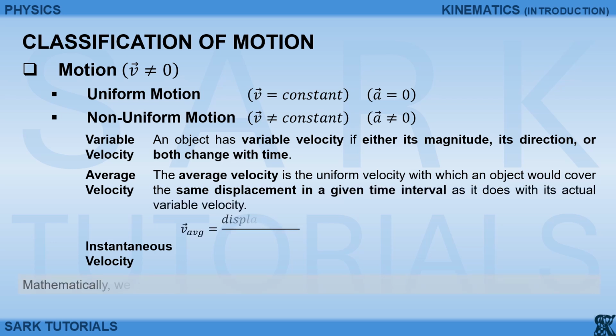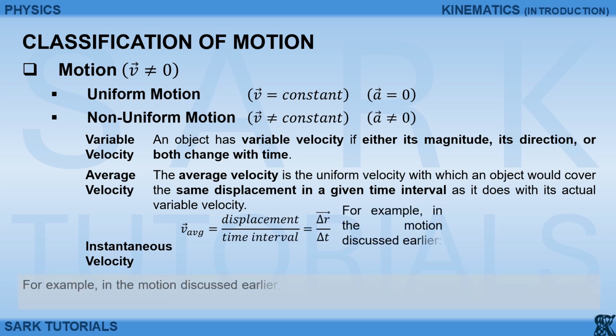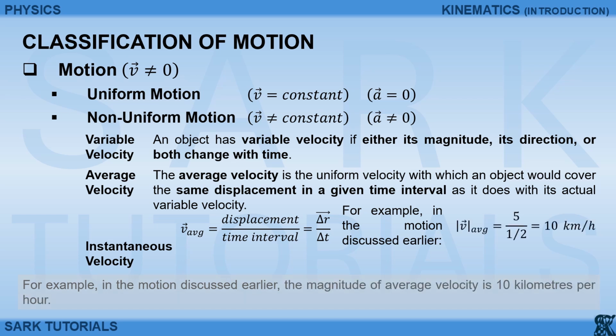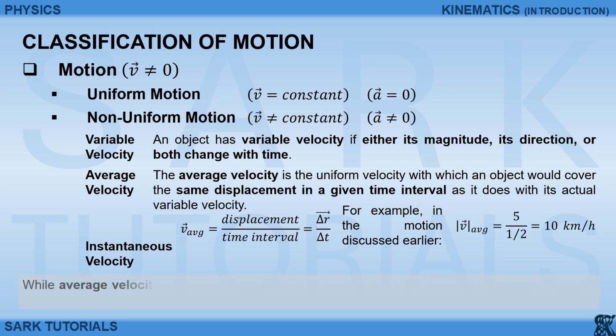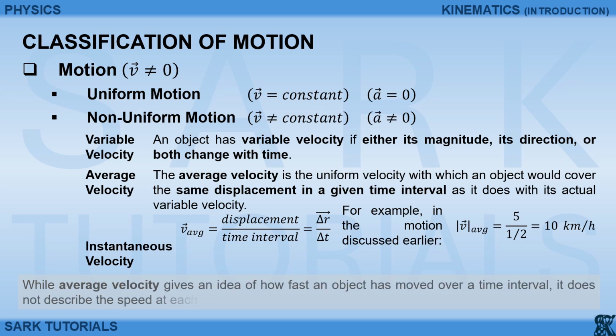Mathematically, we can write the above expression as follows. For example, in the motion discussed earlier, the magnitude of average velocity is 10 kilometers per hour. While average velocity gives an idea of how fast an object has moved over a time interval, it does not describe the speed at each instant.